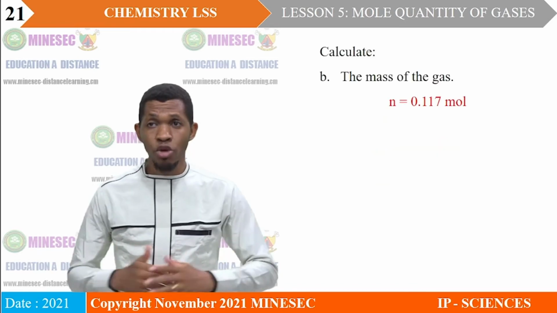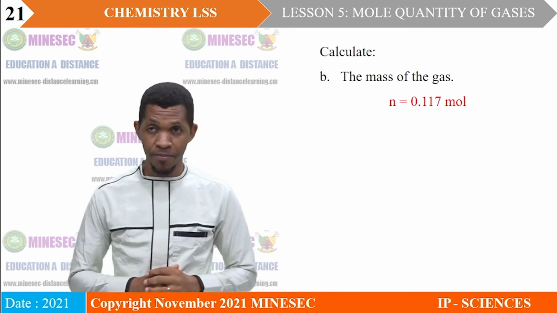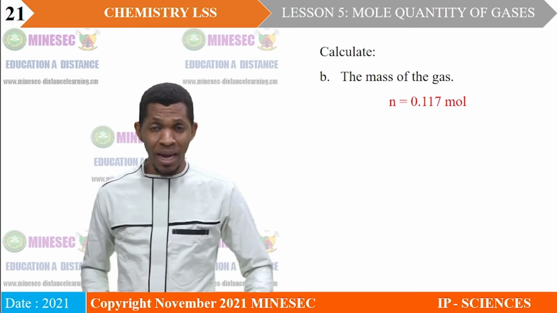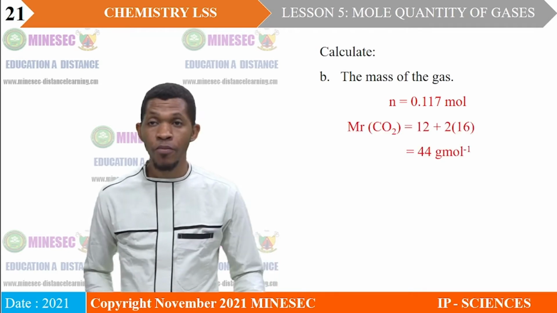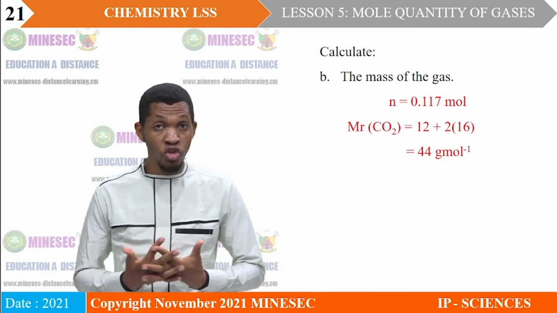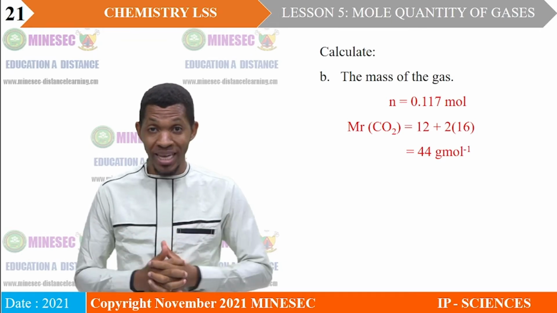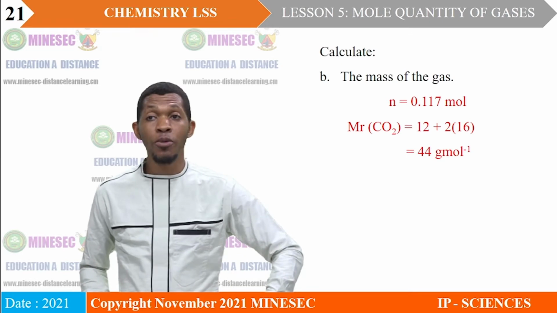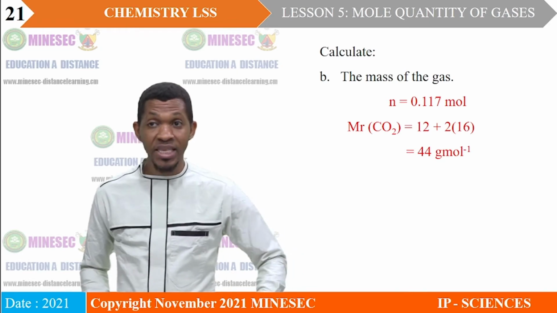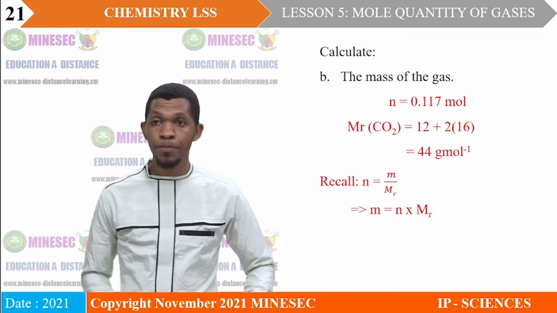B, calculate the mass of the gas. The number of moles of carbon dioxide calculated is 0.117 mole. The molar mass of the gas is gotten by adding the masses of its constituent elements. That is, molar mass of carbon dioxide is equal to 12 plus 2 times 16. And this gives us 44 grams per mole.